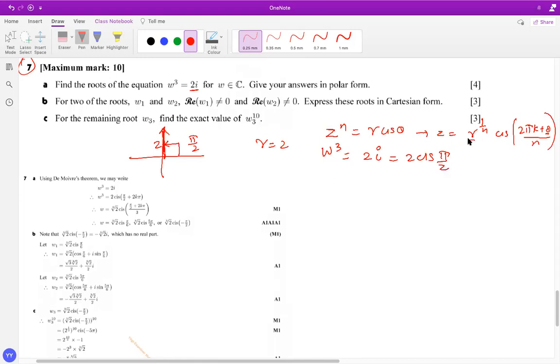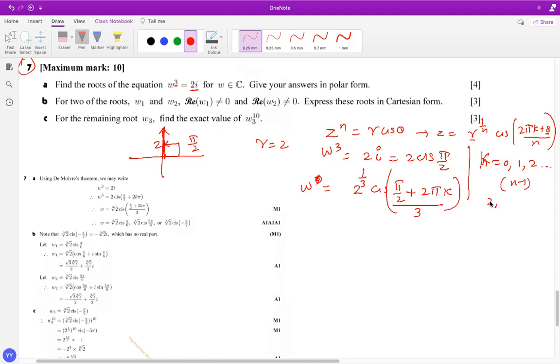That's the first thing. The next part is to plug in this formula. So w cubed is 2 cis pi over 2, so w will be 2 to the power 1/3 cis of (2 pi k plus theta) over n, which is 3. The values of k are generally put from 0, 1, 2, and so on, until n minus 1. So with a cubic equation, the values of k that we plug in will be 0, 1, and 2. So let's plug in 0 and see what we get.